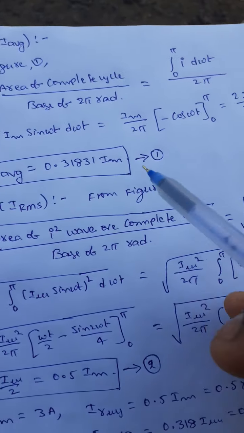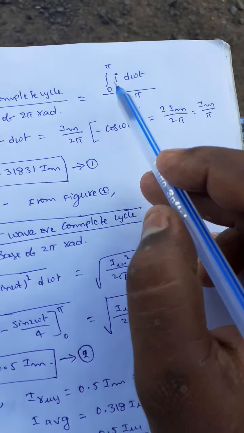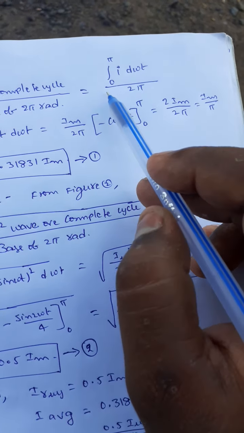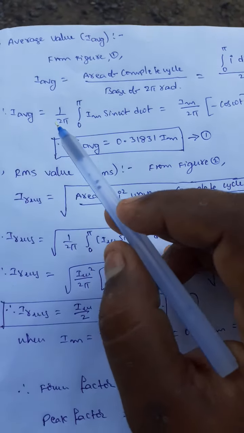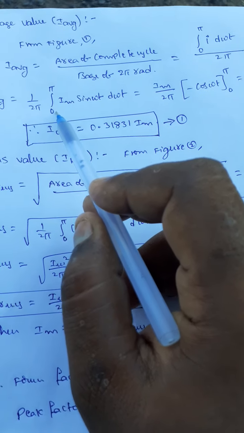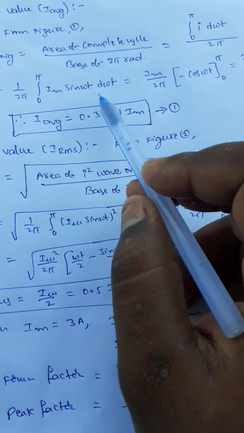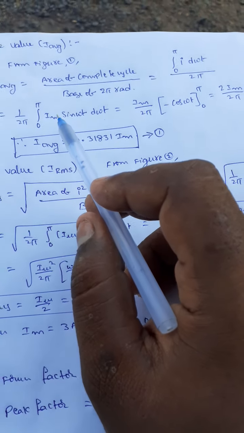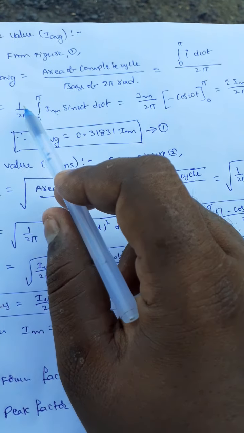Now integration between the limits 0 to pi of i d omega t, divided by the total base, 2 pi. Since 2 pi is a constant value, it will come out of the integration. So integration between the limits 0 to pi of Im sin omega t d omega t, where Im is also a constant term, will come out of the integration.